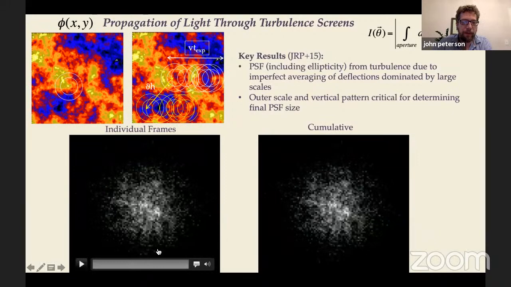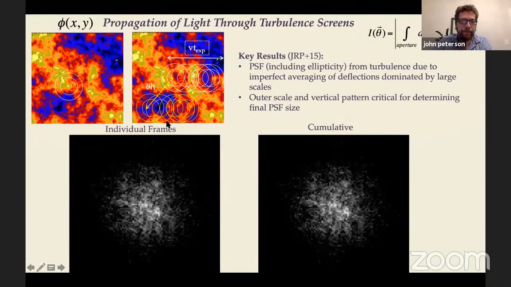And then we propagate the light through the screen by considering an aperture, say, over that turbulence pattern. And then think about, as time goes on, depending on the arrival time of the photon, you get a drift according to the velocity of the wind times the exposure length. And if you want to think about some other angle, let's say theta in the field of view, that's shifted over by a position theta times the height of the layer.